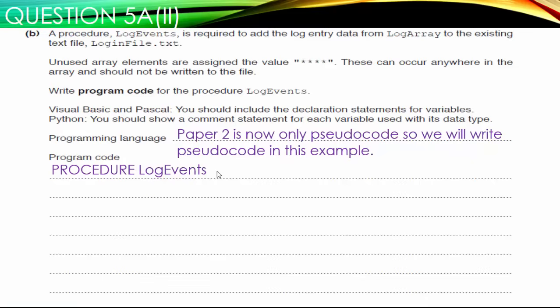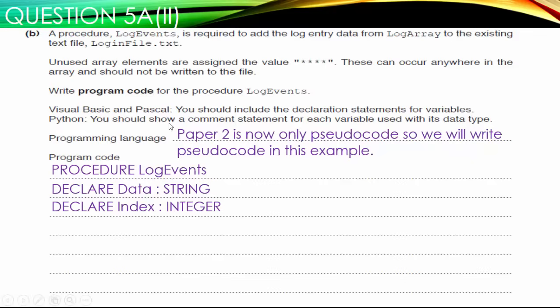The next thing I need to do is start thinking about some variables that I may need. Well, I'm going to need data. That's going to hold information from the log array. Then I'm going to need index because I'm going to need to be able to progress through the array. You can use I, you can use N, you can use X, you can use whatever you want. I think it's a good idea to use index so you show Cambridge that you know what you're doing. Data or any other type of name to represent holding the data would be fine.